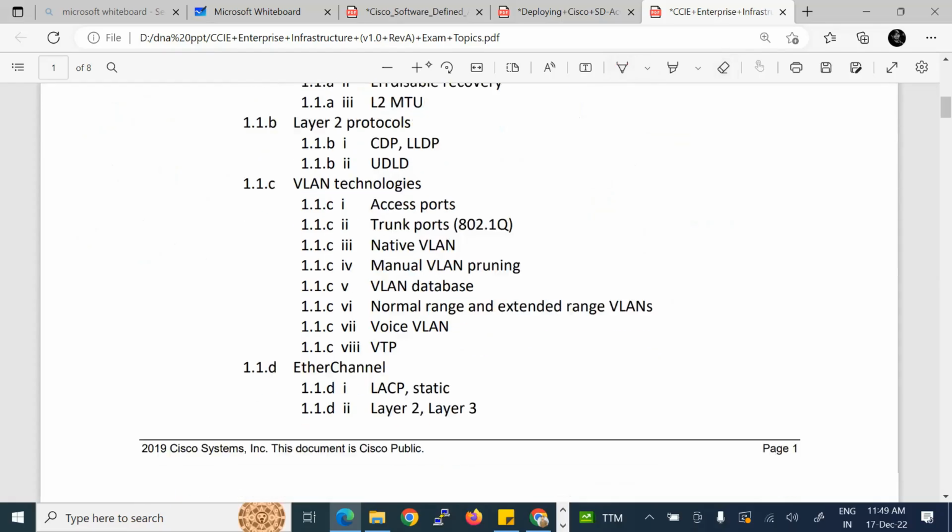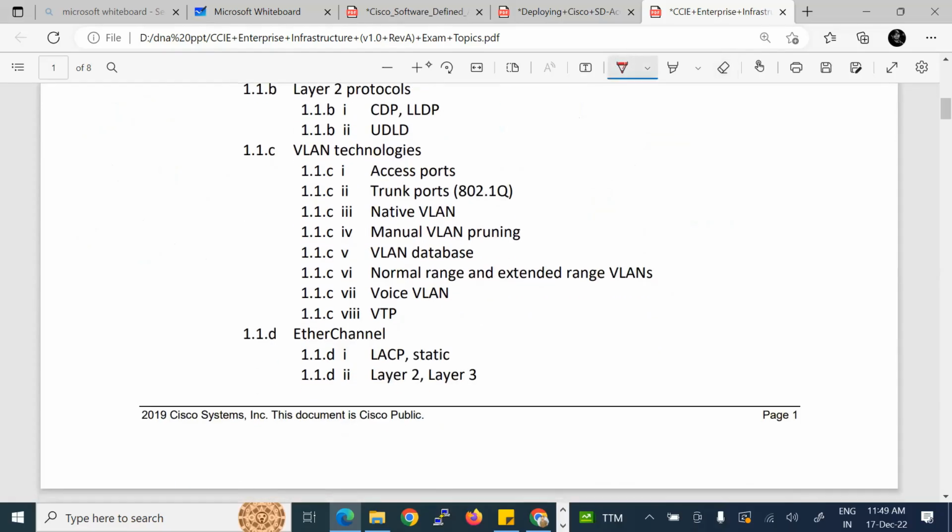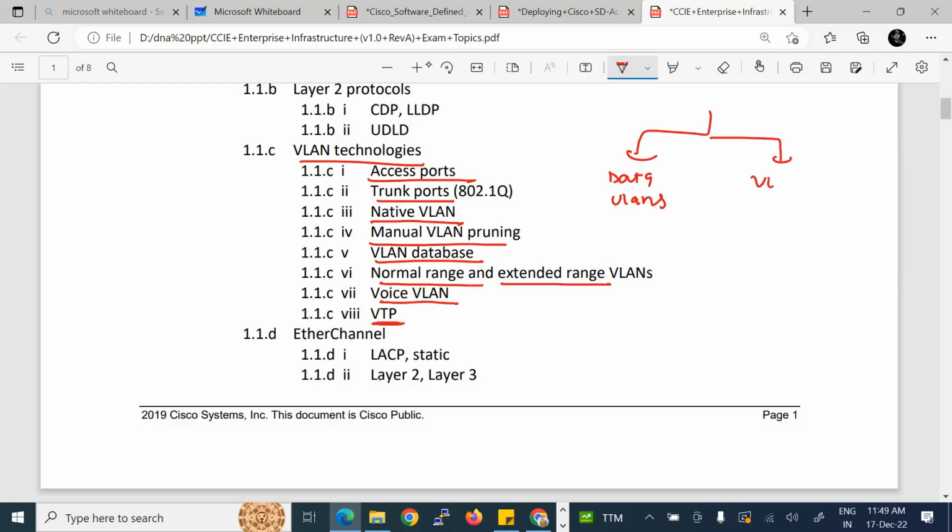And then you have the VLAN technology. We have access port, trunk port, VLAN, native VLAN, manual pruning, VLAN database, normal range and extended range, voice VLAN and VTP. If you talk about types of VLANs, we have 2 types: data VLANs and voice VLANs. If we talk about the range, then we have standard and extended range of VLAN.